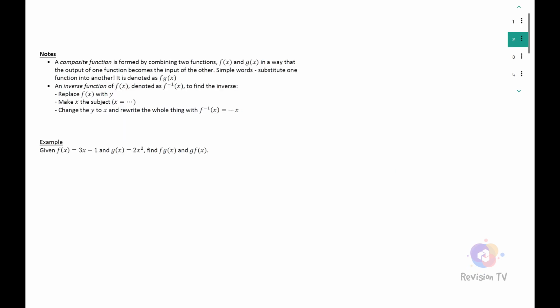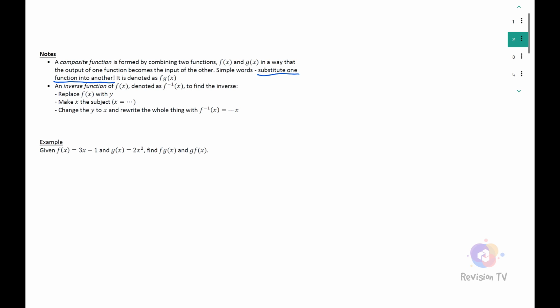So let's go through some definitions of composite function and inverse function, and give you a bit of notes on how to work them out. A composite function is formed by combining two functions, f of x and g of x. We usually call the first function f, the second one g, the third one h, and go on in alphabetical order, in a way that the output of one function becomes the input of another. Well, sounds very complicated, doesn't it? In simple words, you're going to substitute one function into another.